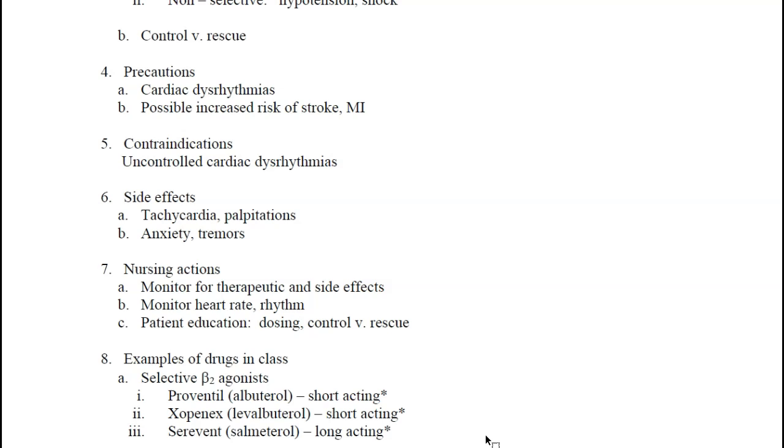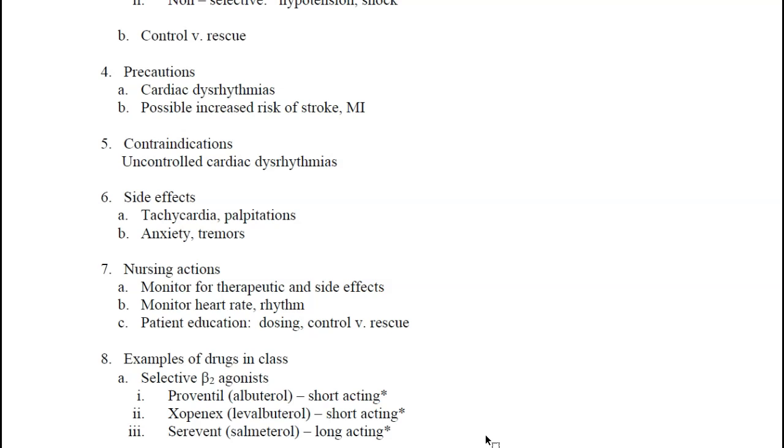Now, when it comes to precautions, because of its effect on the cardiovascular system, some of the precautions include cardiac dysrhythmias and a possible increased risk of stroke and MI, especially for people who have pre-existing cardiovascular illnesses, because of the property that this medication has. Especially the non-selective ones cause vasoconstriction. So we have to be very careful with that.